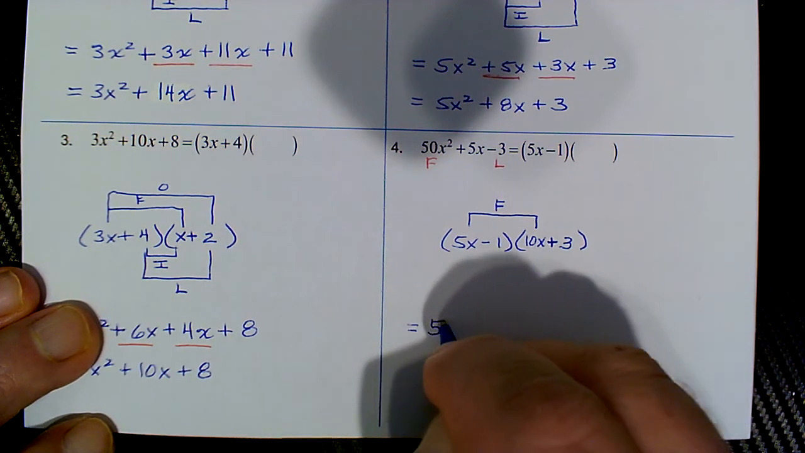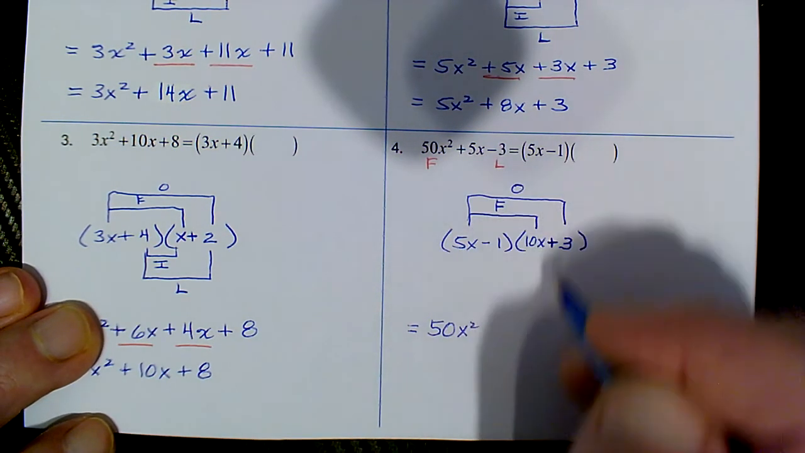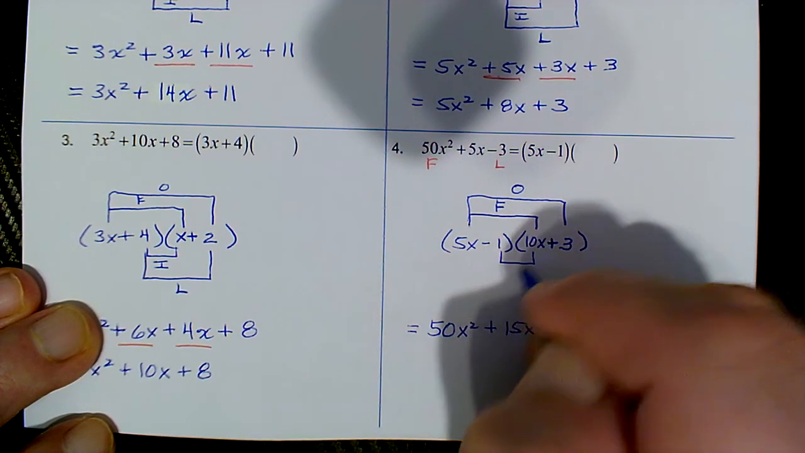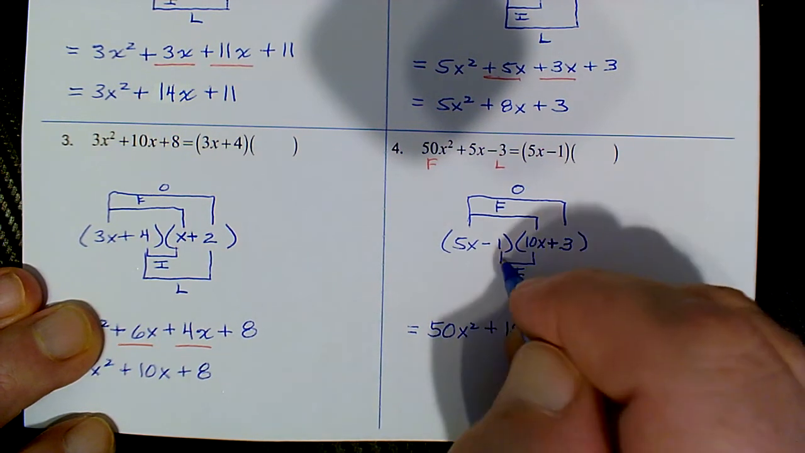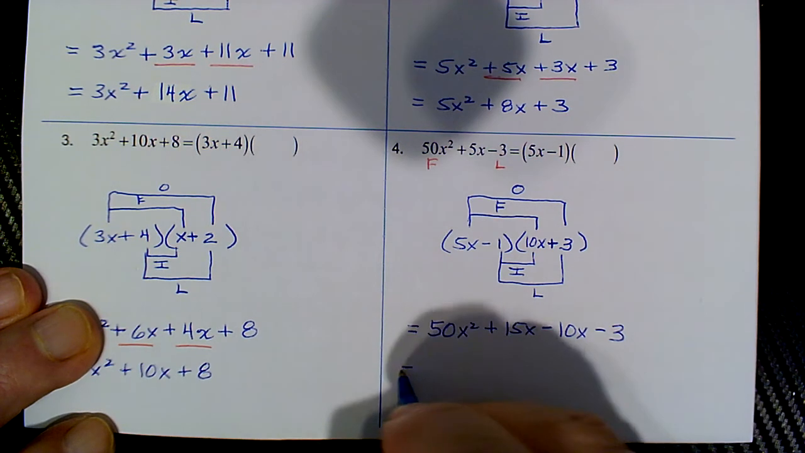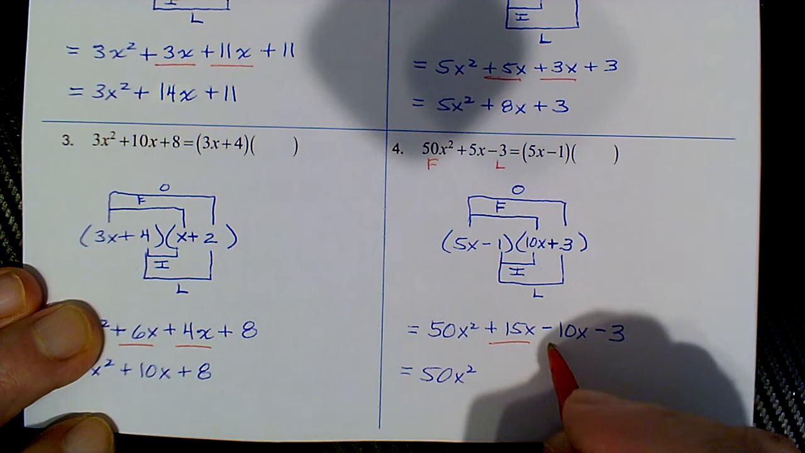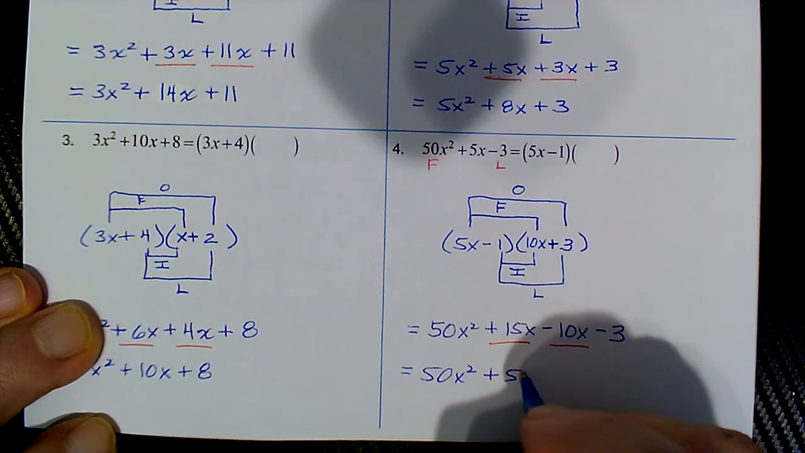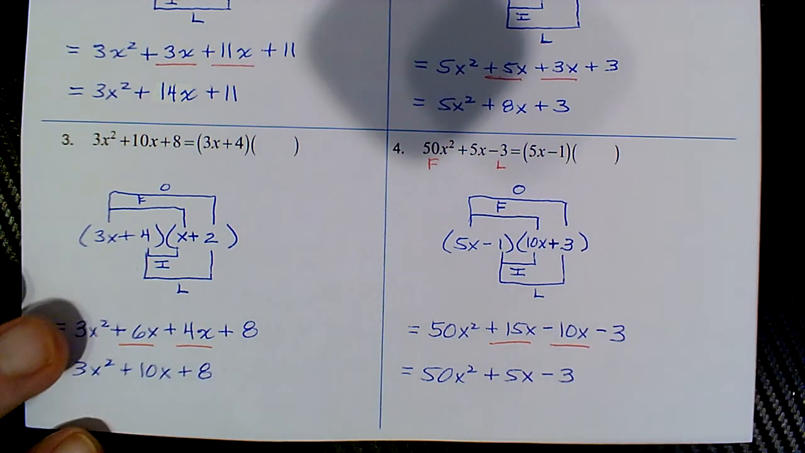5x times 10x, 50x squared, for the product of the first. The outers give us 5x times +3, plus 15x. The inners give us -1 times 10x, or -10x. And the last, -1 times 3, or -3. Recopying the 50x squared, and combining the outers and the inners, 15x and -10x, we get +5x, and bring down the constant, and that completes the check.